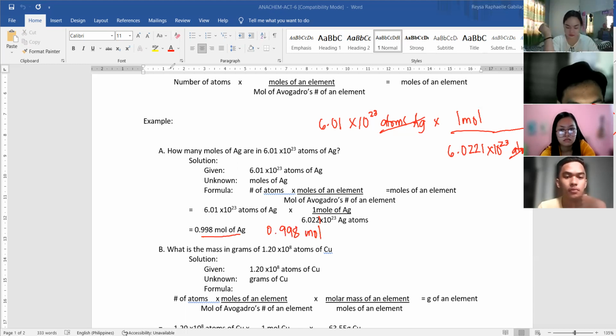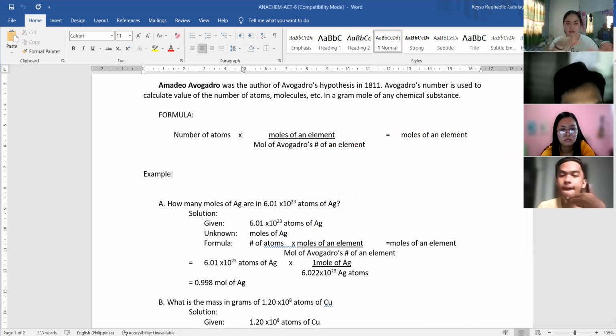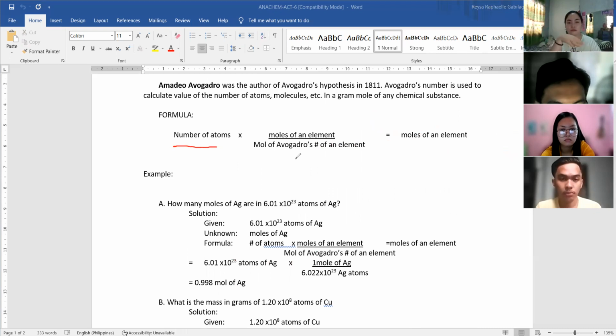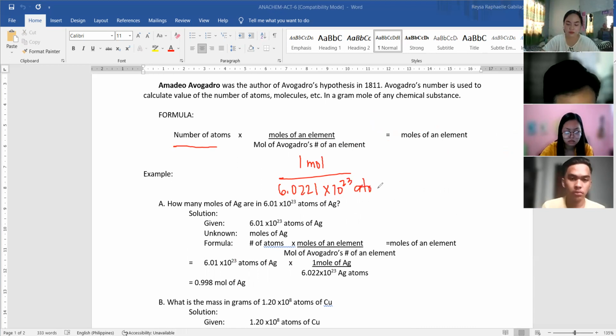So, tandaan nyo, class, ang number of atoms most likely given. So itong mole of Avogadro's, magiging 1 mole yan siya. Sa isang mole ng element, meron talaga yan siyang 6.0221 times 10 raised to the power of 23 atoms. This is the Avogadro's constant. Okay, para alam natin kung gaano karaming moles of the element ang present.